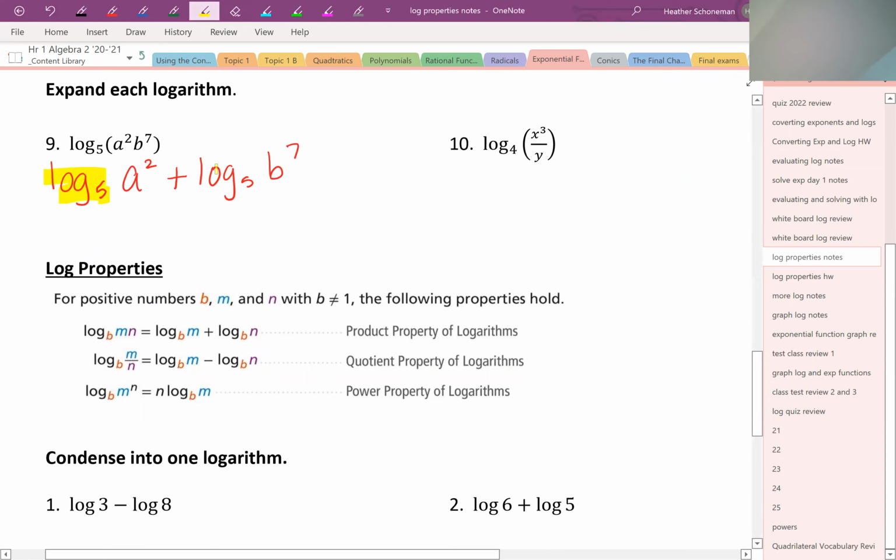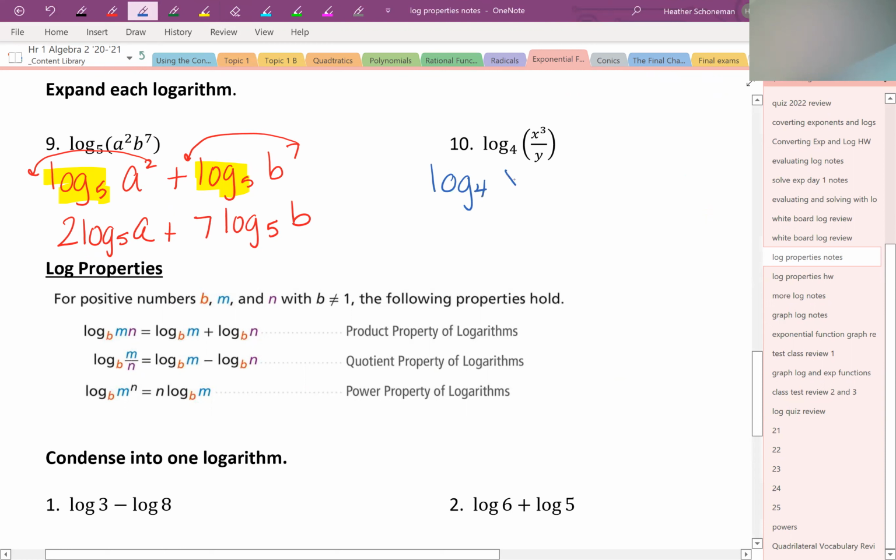Notice that this log base 5, I don't do anything with it. I just rewrite it just like I had log or natural log earlier. Now it's just log base 5. And then I got to put the 2 or the 7 up front. So I have 2 log base 5 of a plus 7 log base 5 of b. And there's my answer.